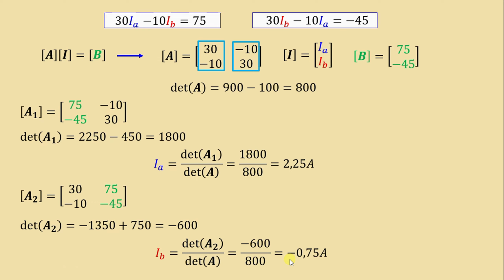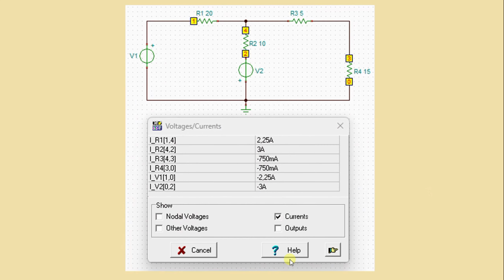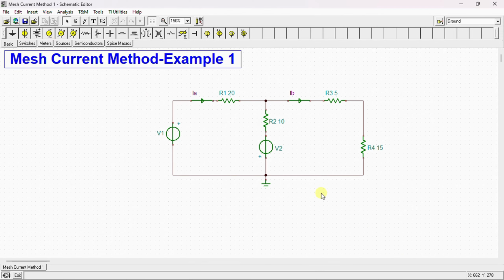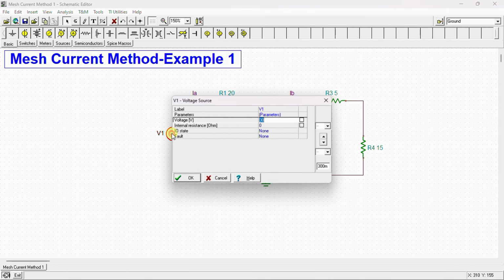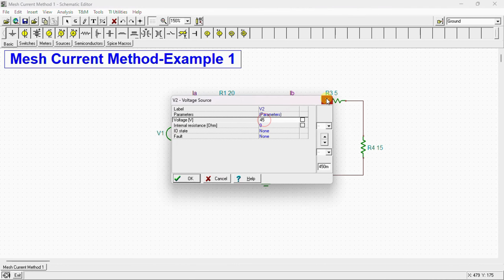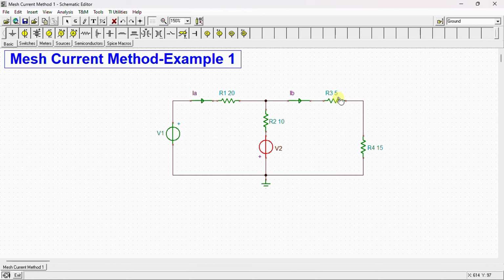After we finish the calculation, we go to SPICE simulation in order to verify our calculation. Let's go. Here is the circuit drawn in the SPICE simulator. We see here V1 is 30 volts, R1 20 ohms, R2 is 10 ohms, and we have V2 is 45 volts, R3 is 5 ohms, and R4 15 ohms.